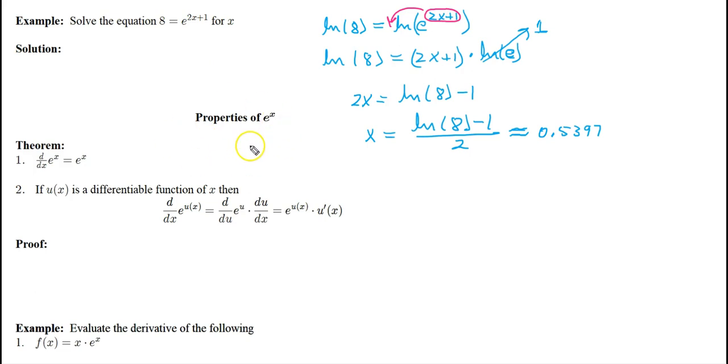Now let's take a look at some properties of the exponential function. This is a very important property right here. It turns out, amazingly, that the derivative of e to the x is e to the x itself. So e to the x is actually the only function whose derivative is itself. That's a very interesting property. Let's take a look at the proof of this.